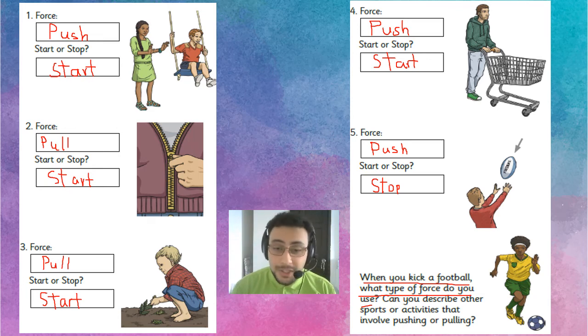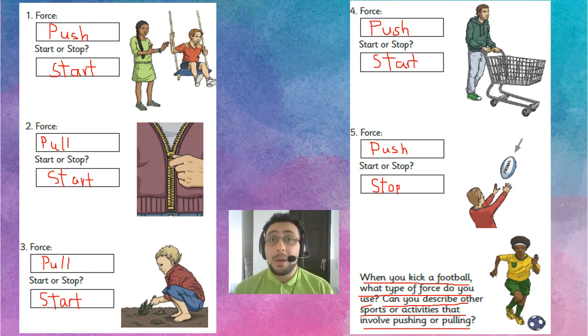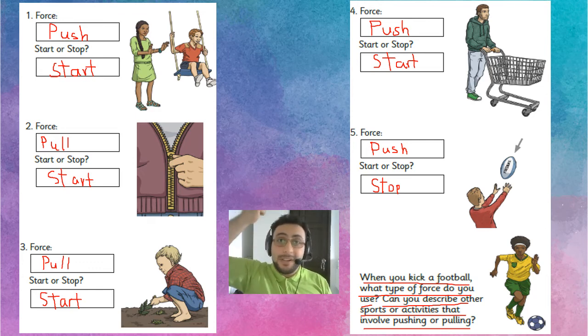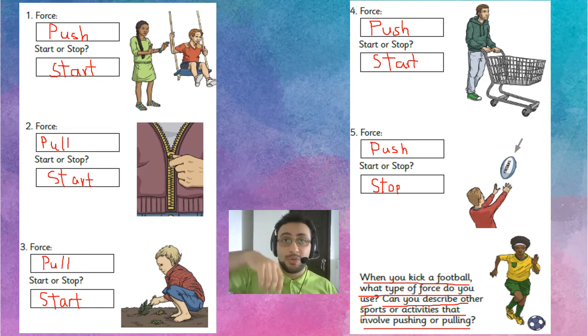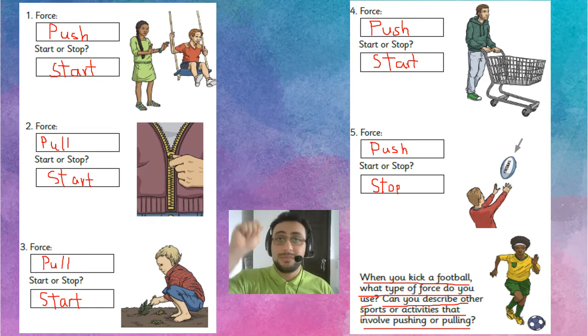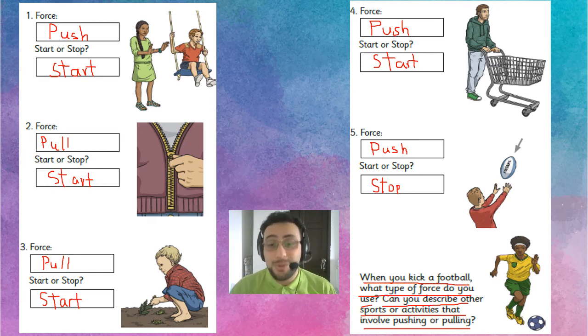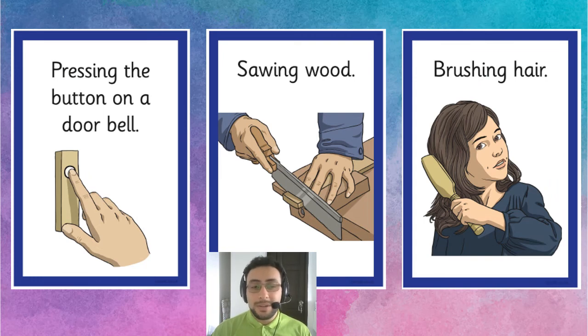Now we have different sports. See, can you describe other sports or activities that involve pushing or pulling? Yeah, many sports. When you play, let's say badminton, right? You push the ball up, right? Or if you want to stop the ball, you have to push it to stop it. So you have to push to start and push to stop the ball. So cool. So let's see. Now let's see this little example, okay?